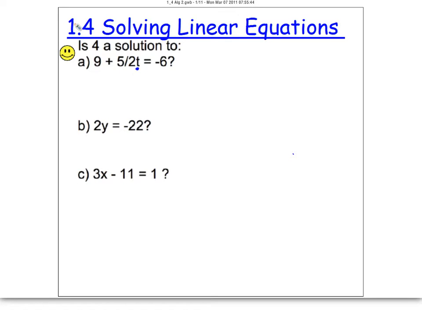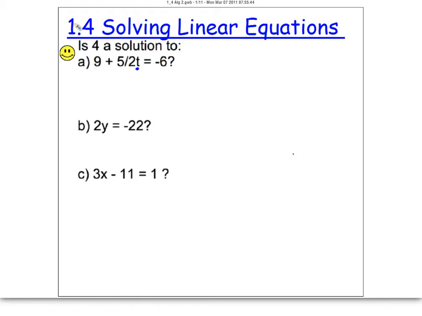In this video, we're going to cover the entire section 1.4, learning objectives A, B, and C of solving different equations, variables on one side or multiple sides. Let's first review a question. If I gave you these three equations and I asked, is 4 a solution to them? How could you check to see if 4 is a solution to any of these equations?